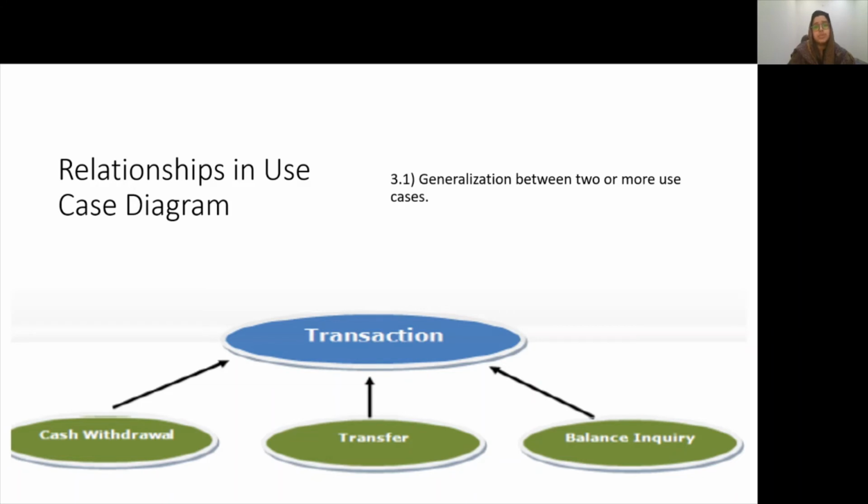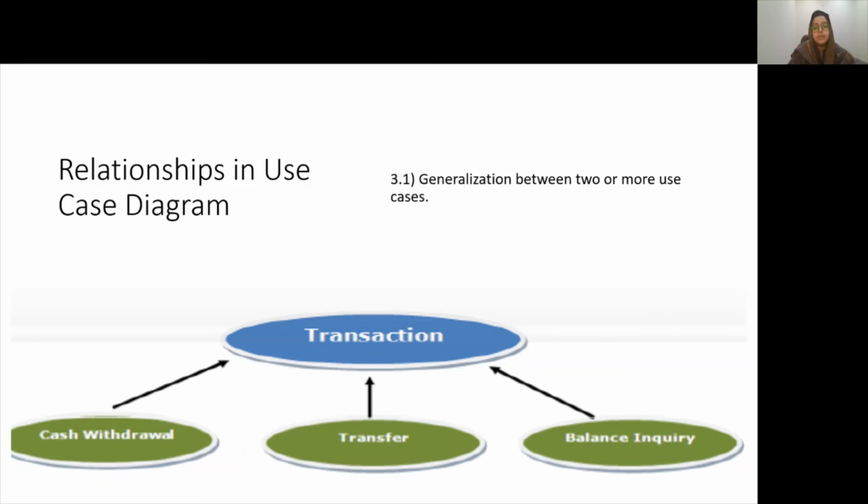Customer needs to authenticate themselves with the help of their PIN or password, or maybe their credit card, in order to perform any of these transactions. So this authentication step is similar for all three transactions, but the transaction process is different in all three. Let me explain it a bit further. In this case we can have a generalized use case and its specialized versions as shown here. The generalized case is the transaction and the specialized cases are cash withdrawal, transfer, and balance inquiry.